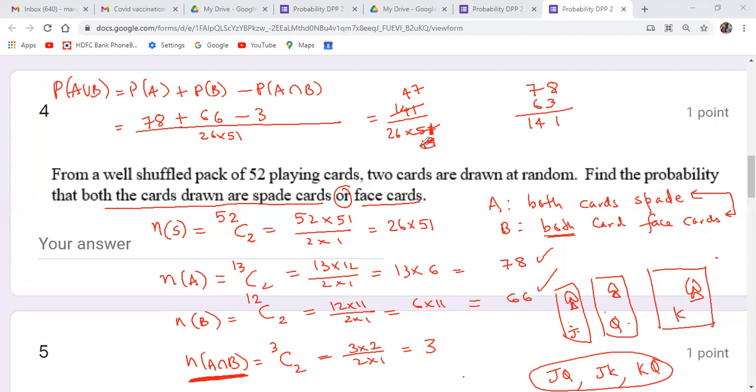So 47 divided by 26 into 17. It will be 47 over 442 in the denominator. I hope all of you are clear about this A union B problem. Yes, sir. Whenever the word or is present, then only you need to apply this. Very good. Many students have given the correct answer. Good.